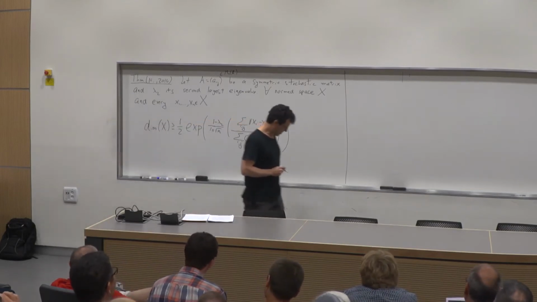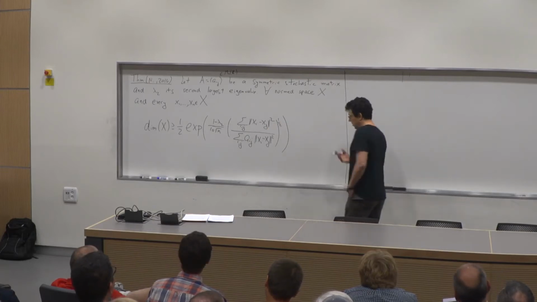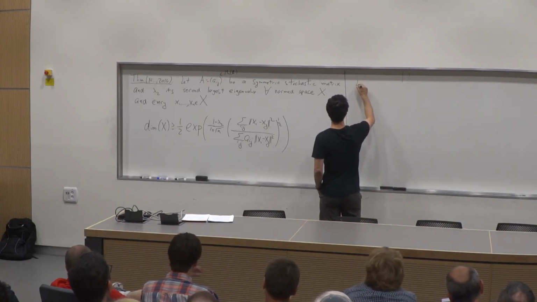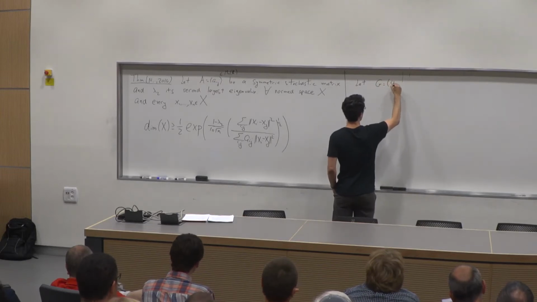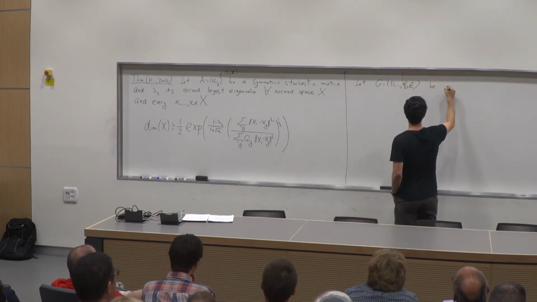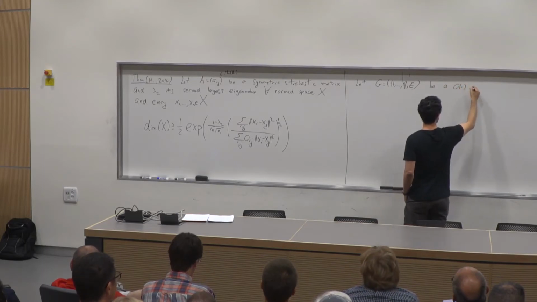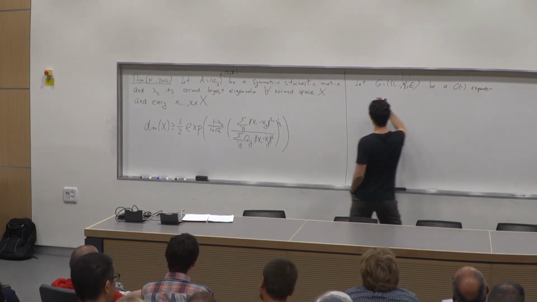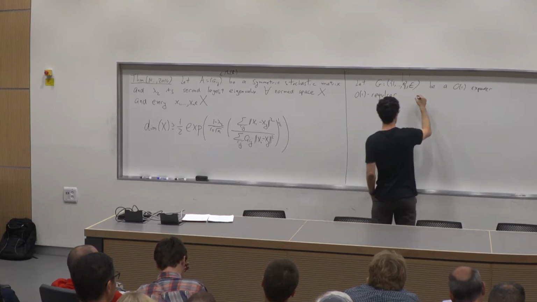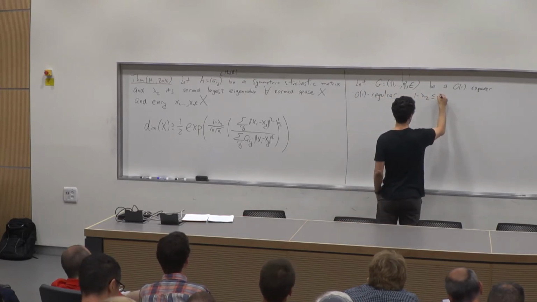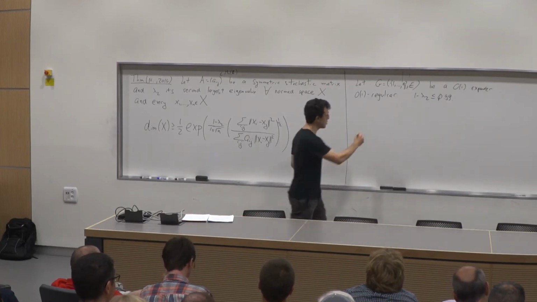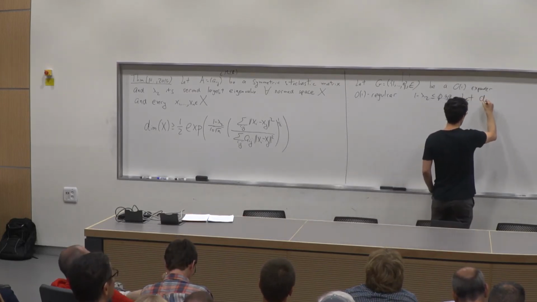Okay, so quick consequences. Let G be a graph whose vertices are the numbers 1 to n, and whose edges form a big O of 1 regular expander, let's say 4-regular, and 1 minus lambda 2 is bounded below by some constant, let's say 0.29 or something. And let d_G be the shortest path metric.